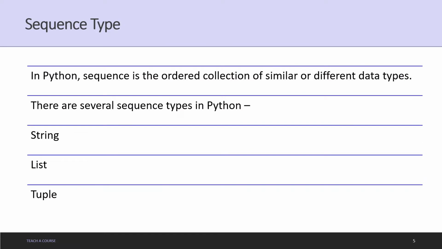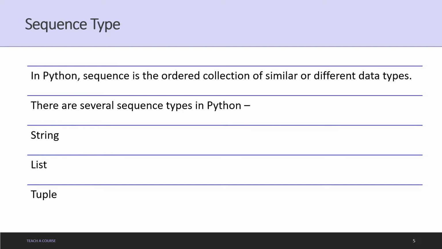In Python, sequence is the ordered collection of similar or different data types. We already know what is a data type. Now we look into sequence type. The sequence is an ordered collection of similar or different data types. If it is similar, all items will be of the same type. If it's different data types, the items could be of different data types. Could be integer, could be float, could be string, could be char.